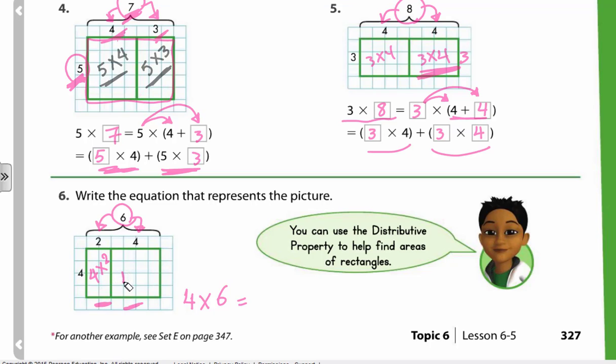This 4 multiplied by 4 is 16. No, I don't want the product. So what two multiplications should we use? 4 times 2. This is the first one. And the second one, the area of the second rectangle?